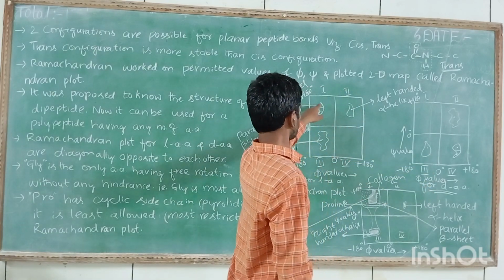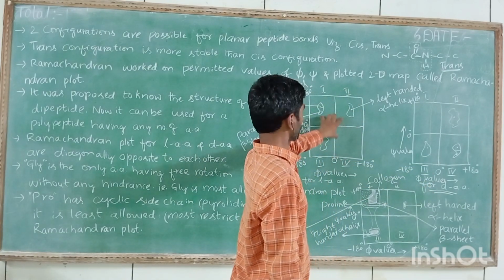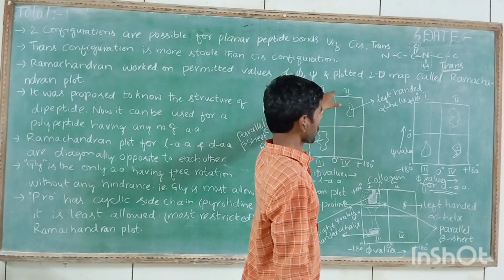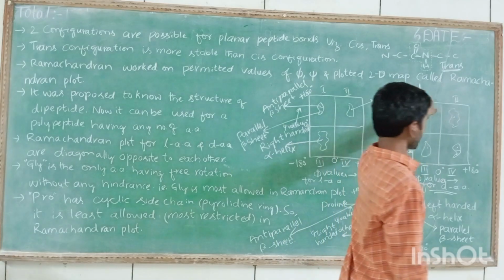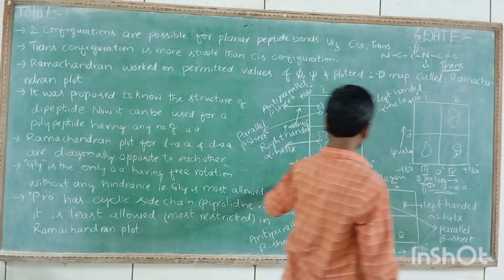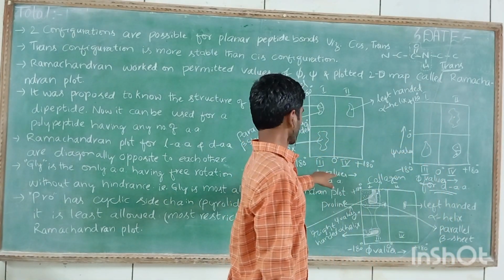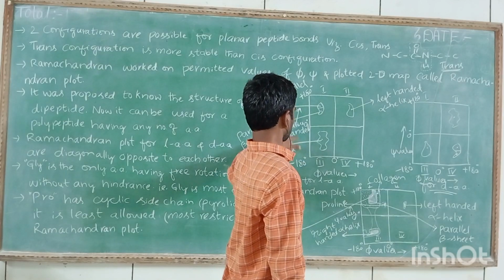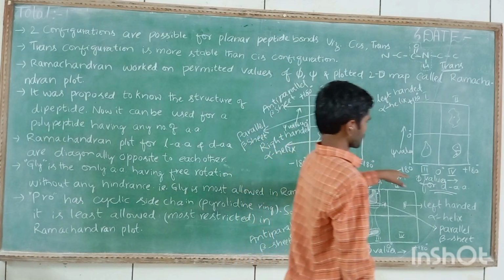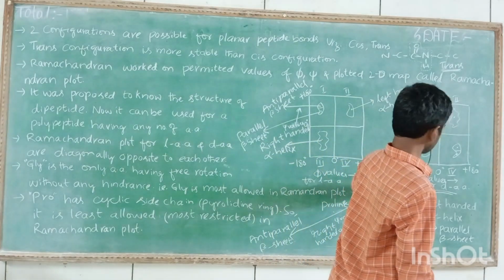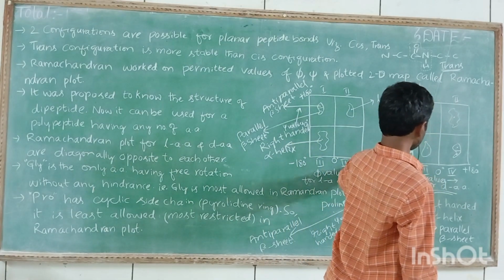If you see in this case, the structure can be divided into 4 parts: part 1, 2, 3 and 4. The other one is also divided into 1, 2, 3 and 4. Horizontally we have shown phi values, and in the y-axis we have shown psi values. It is the same here for the D amino acids: phi values and psi values.